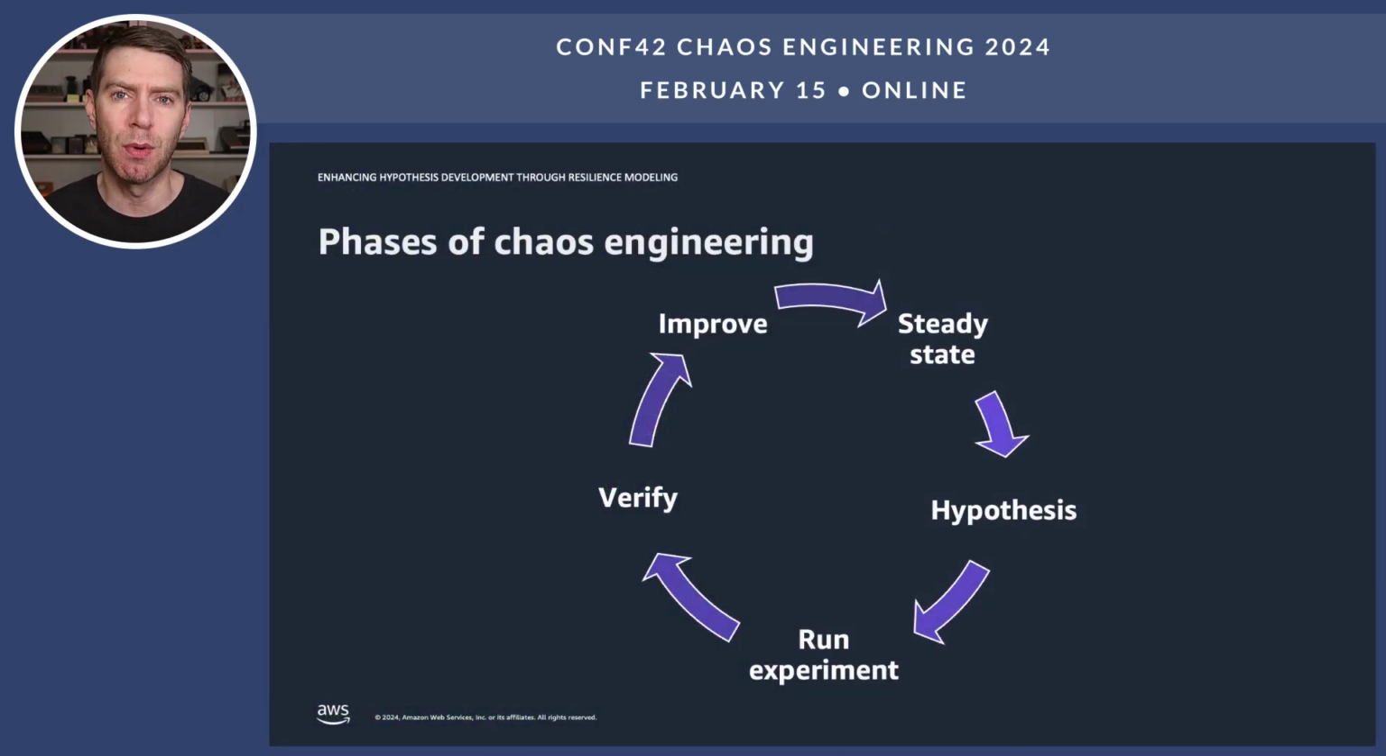Most of you probably recognize this flywheel showing the phases of chaos engineering. It takes you from understanding the steady state of your system, to forming a hypothesis, to designing and running an experiment, to verifying your experiment by comparing to the steady state, and then finally to learning from the experiment and then improving the system.